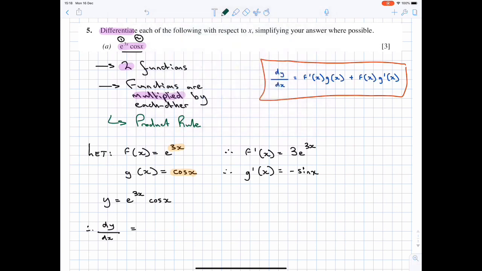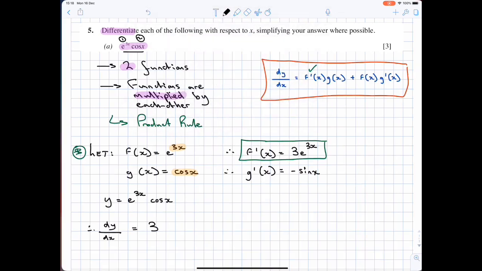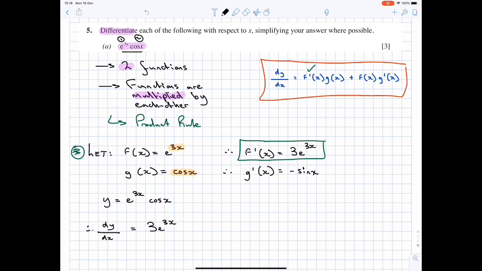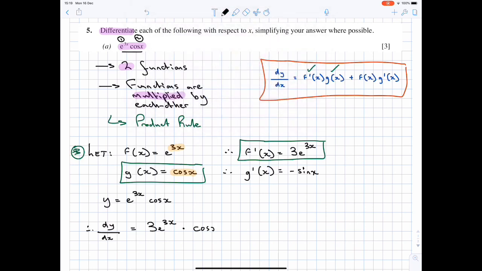Alright, so first bit, we've got f prime x, and we can see from this part here that that would be this expression here. So that would be 3e to the 3x. So I'm just going to write that here. 3e to the 3x. I'm going to times it by g x, which is our second part. You can see up here. And g x, if we come down here, we will find is actually cos x. And once we've identified that, we're just going to write cos x. I'm just going to put these both in brackets so we don't get mixed up with the second part.